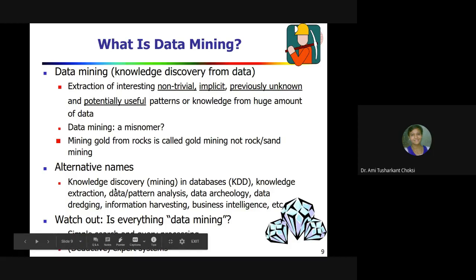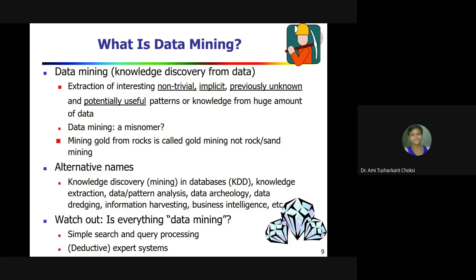Then what are the alternative names? Knowledge discovery or knowledge mining in databases, knowledge extraction, data or pattern analysis, data archaeology, data dredging, information harvesting, business intelligence, because it provides intelligence to the business. How? We have taken the simple example, bread and butter. If we do not apply any particular rule, then also people are going to purchase. But what is the idea of business? That is, we should get more profit. And how to get more profit? By attracting more people to purchase our products. And that is how we are giving intelligence to the business. That is why these are the alternative names of data mining.